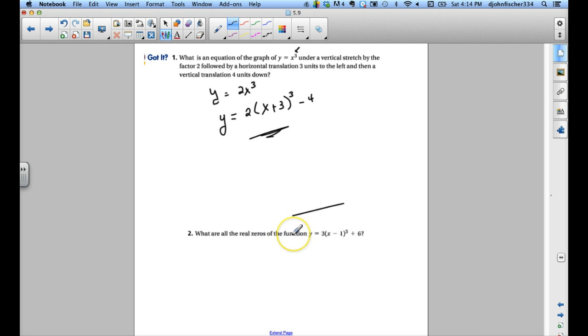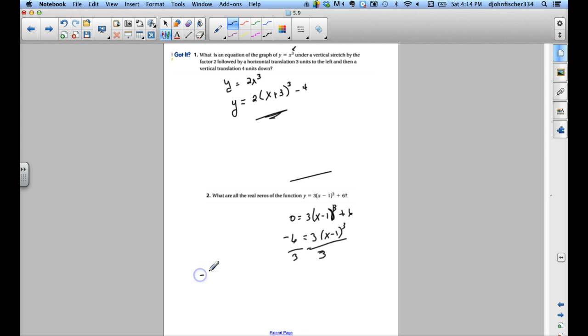What are the real zeros of this function? The real zeros of this function are found by setting this equal to 0. Okay, so we're going to set this equal to 0, and we're going to have 3 times x minus 1 cubed plus 6. So we're going to move the 6 over, so we get negative 6 equals 3 times x minus 1 cubed. So divide by 3, so we're going to have a negative 2 equals x minus 1 cubed.